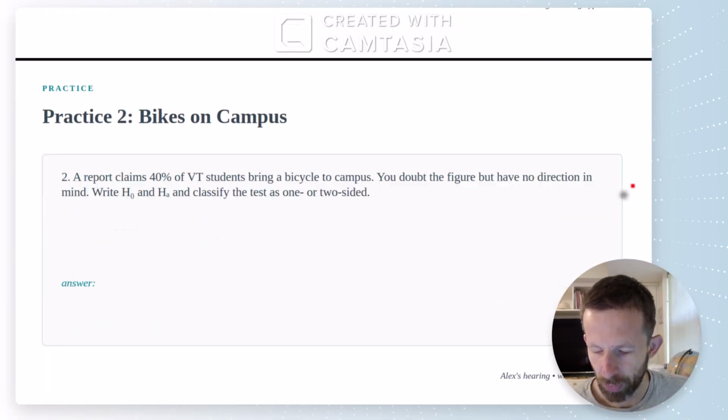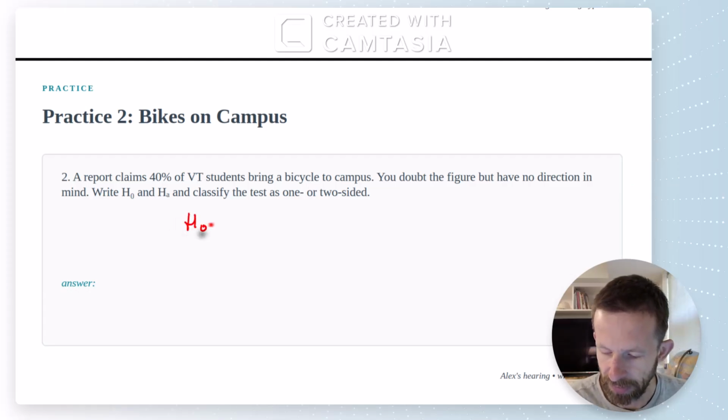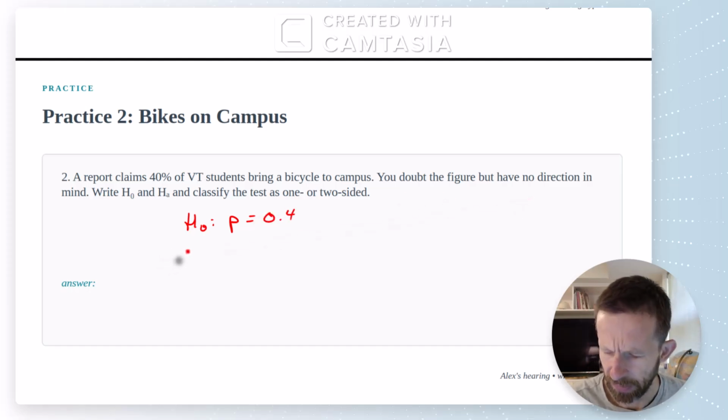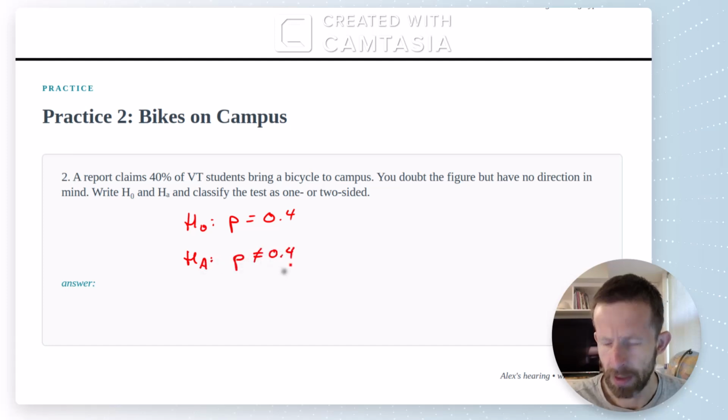Bikes on campus. A report claims 40% of Virginia Tech students bring a bike to campus. All right, so the claim is the proportion of all students is 40%. You doubt the figure but have no direction in mind. All right, so we think that it's actually not 40%.